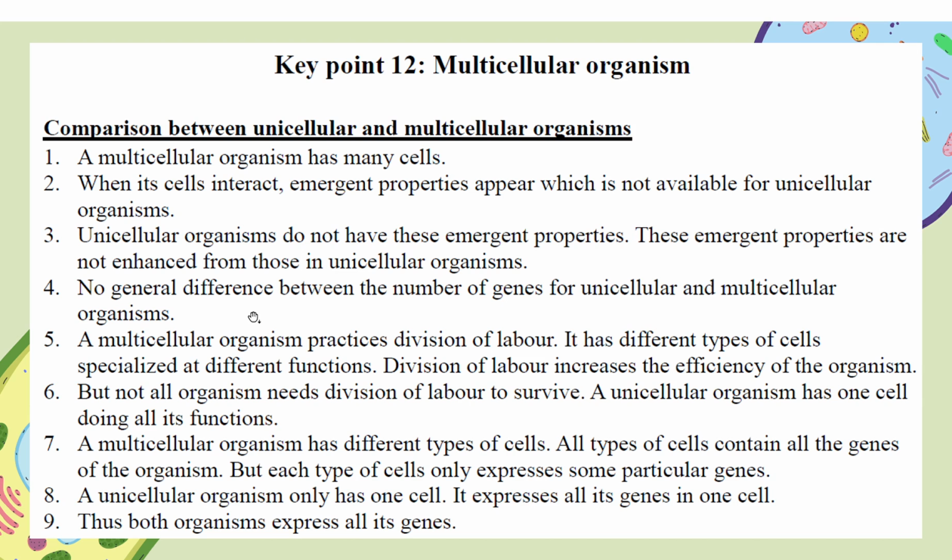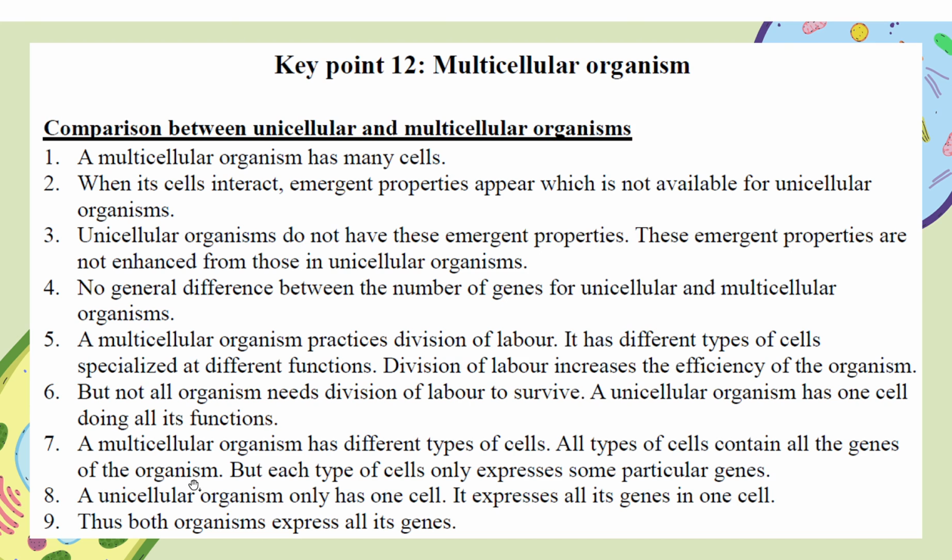And there's no general difference between the genes. Unicellular and multicellular get the same genes, but the expression, the activity, the action of the genes are different. For example, a multicellular organism practices division of labor. Different cells have different specialized work. Although they have all the genes, only part of the genes in the multicellular organism is expressed. We call it expressed, meaning it is active. So a multicellular cell has all the genes, but only some of the genes are expressed. Different cells express different genes.